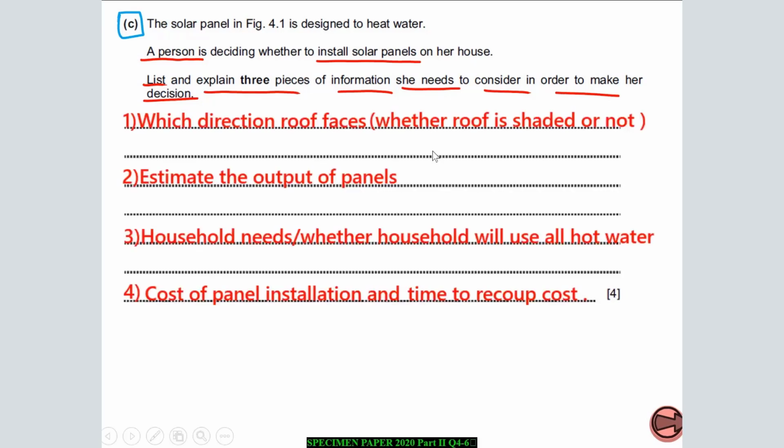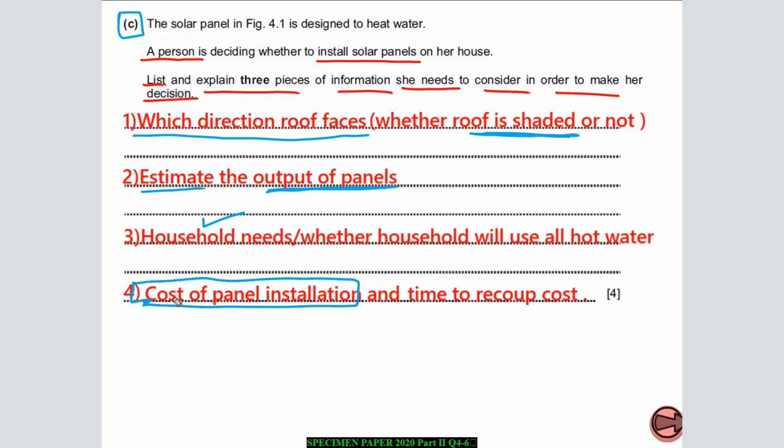Let's move on to our answer. This is how we can answer. First, we have to consider which direction the roof faces. Is the light enough there or not? If the roof is shaded, it means it's not good to install solar panels. We also need to estimate the output of the panels. How much is the output? Can it meet our needs or not? The next one is household needs, which we also need to consider. The last thing we have to consider is the cost of installation. Do we have enough money to install or not?